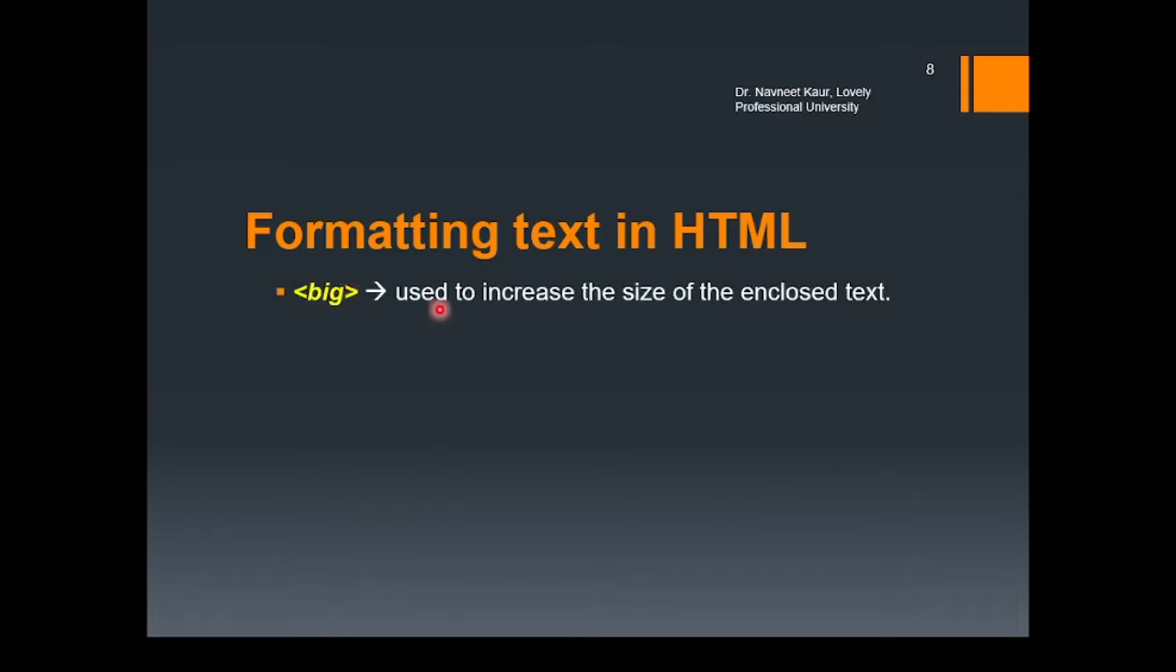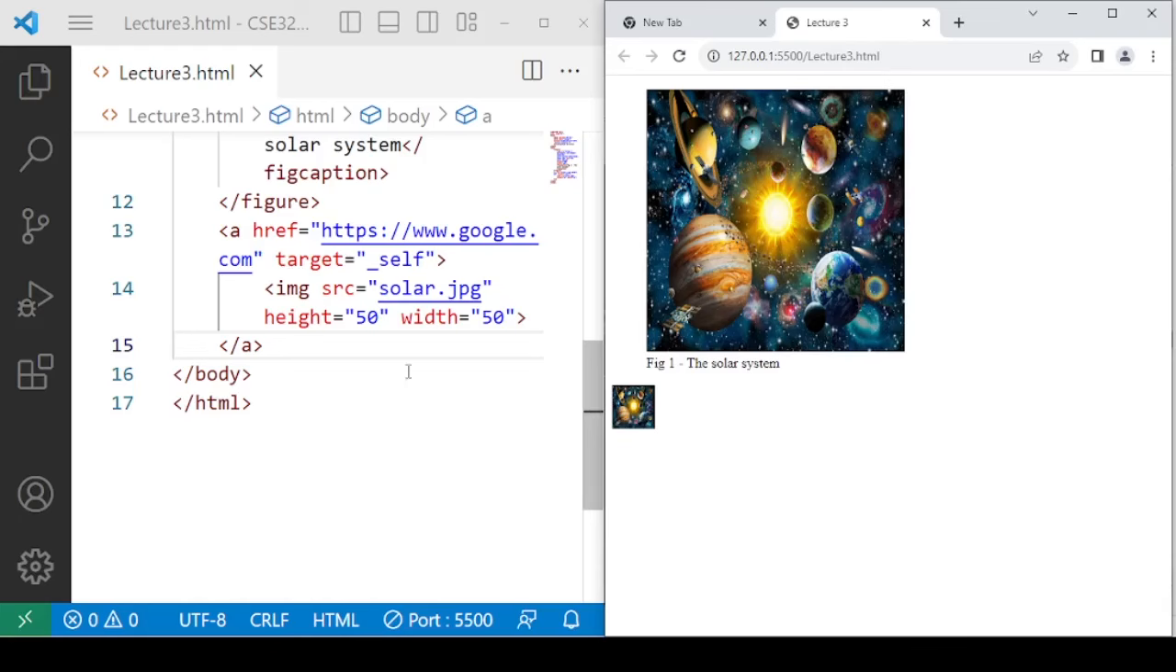Further, we have the big tag to increase the size of the enclosed text. This is used to increase the size of the text by 1 unit. Finally, we have the small tag to reduce the size of the enclosed text. Now let's see how we can implement all these tags. To start, we'll include one break tag here.